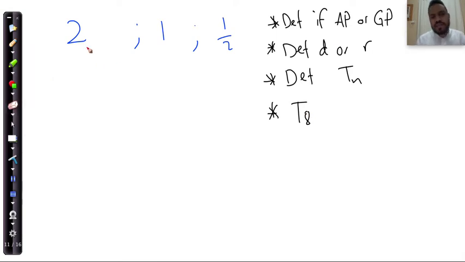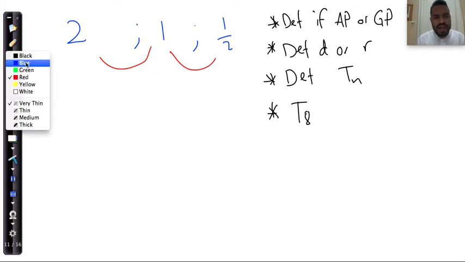Now for this to be an arithmetic progression, it means when I move from 2 to 1, I must do exactly the same thing as when I move from 1 to a half, in terms of either adding or subtracting. So clearly if I subtract, I'm going -1, and from there, I go -1/2. So it's clearly not arithmetic, because I'm not adding or subtracting the same thing each time.